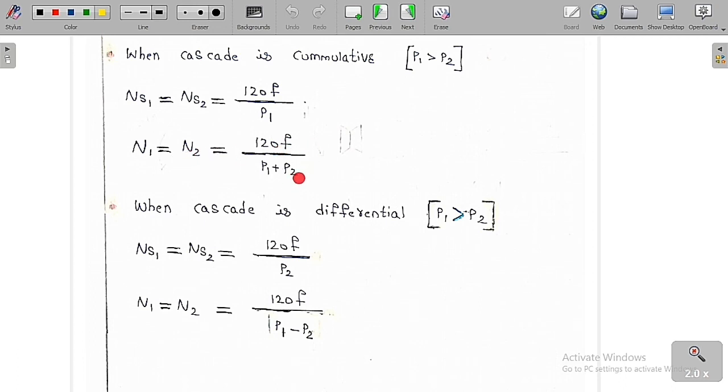When cascade is differential, both are in the opposite manner, meaning the synchronous speeds in the slip ring induction motor and the induction motor are rotating in opposite directions; it is said to be a differential process. So P1 is greater than P2 means NS1 is equal to NS2 is equal to 120 F by P2, and N1 is equal to N2 is equal to 120 F by the magnitude of P1 minus P2. So these are the 2 important formulas that you always have to remember for your lifetime.